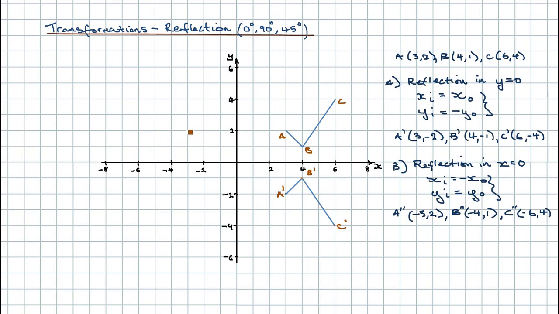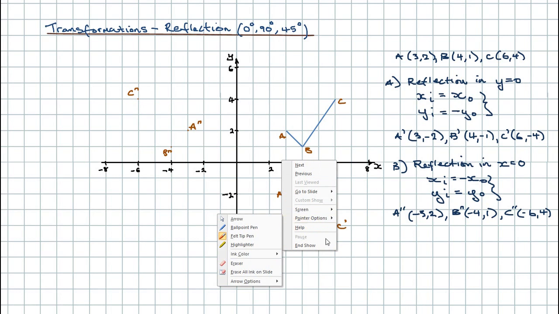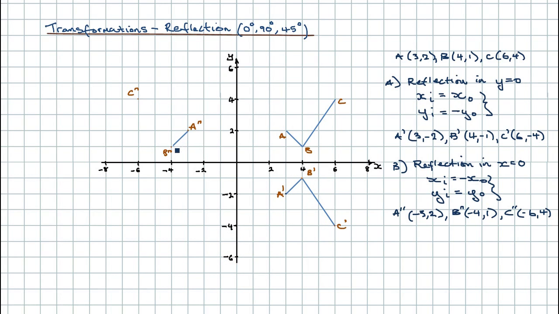So we've got negative 3, 2. It's here, so that's A prime prime. Negative 4, 1, B prime prime. And negative 6, 4, C prime prime. Join them together, and we get our mirror image.